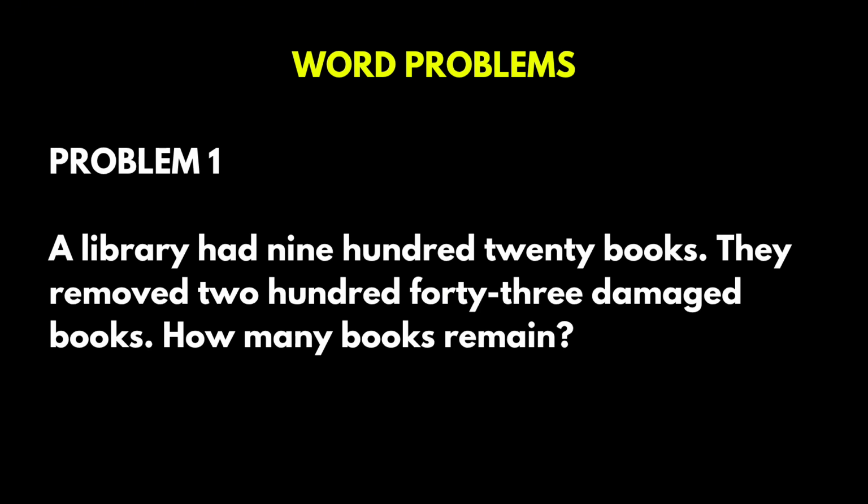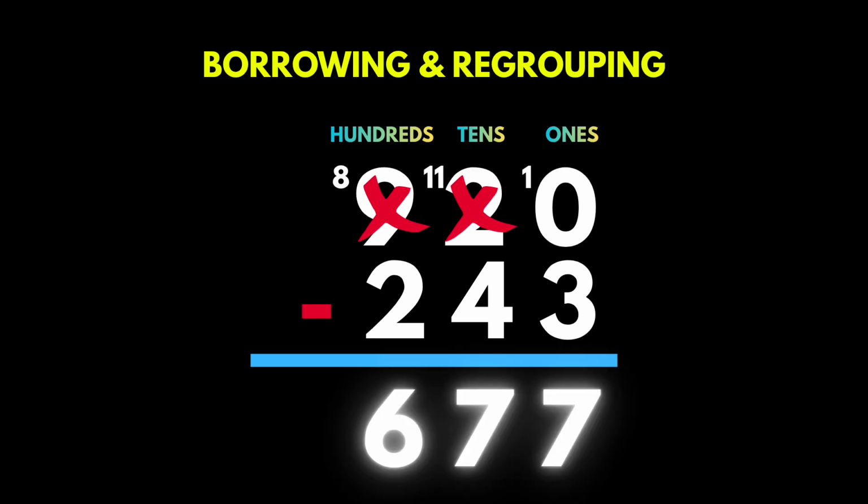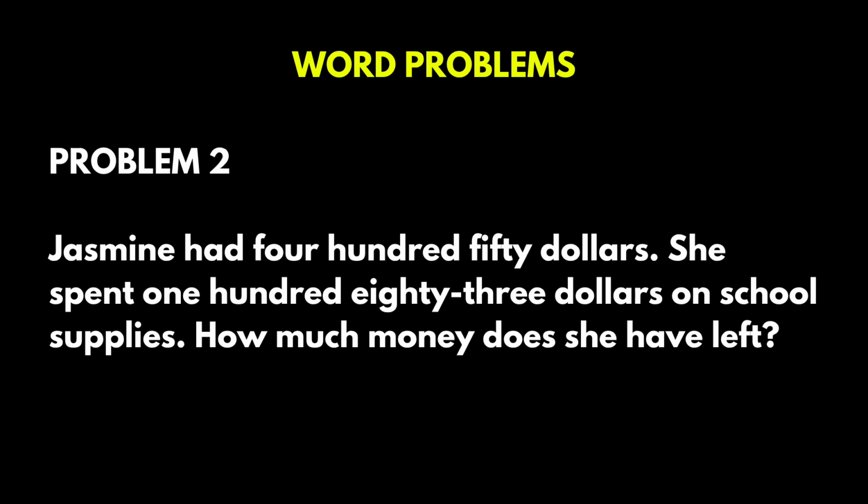Problem 1. A library had 920 books. They removed 243 damaged books. How many books remain? Both keywords point to subtraction. 920 minus 243. Ones column. 0 minus 3, borrow. Tens column, but check the borrowing. Hundreds. 8 minus 2 is 6. 677 books.